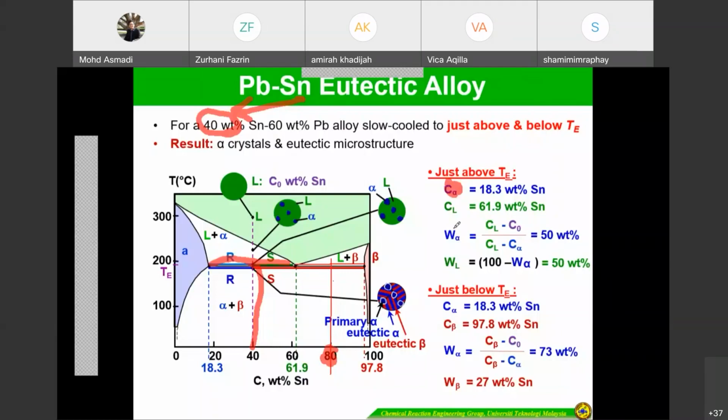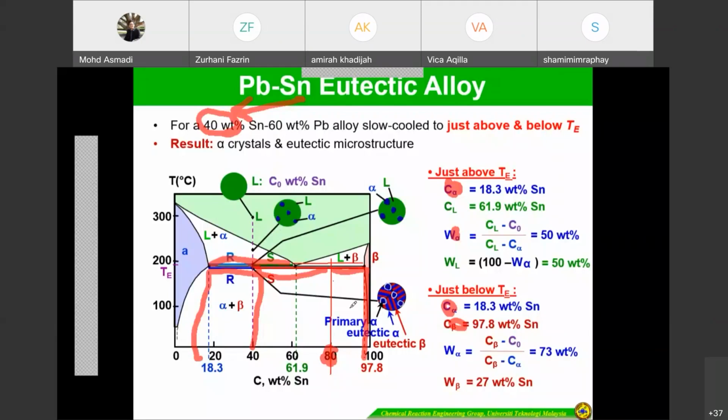This one is for beta. For just below it is the same. Just below, meaning that you have to find C alpha and C beta. It's the same because it's alpha and beta. The composition is going to be to this side and that side. You bring here and bring here. Only above TE, you have to change this one.